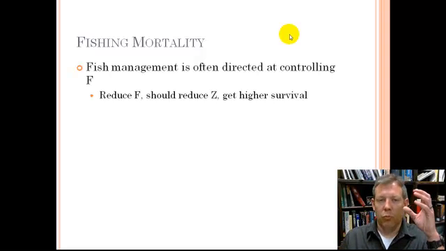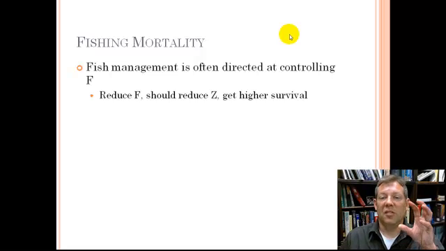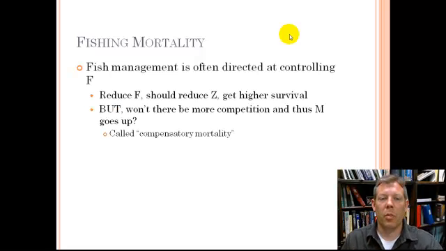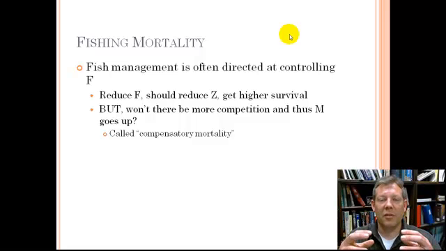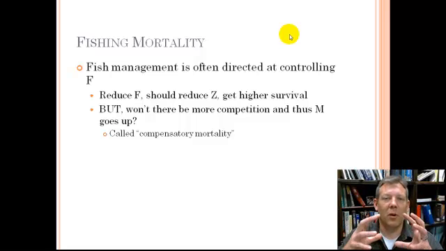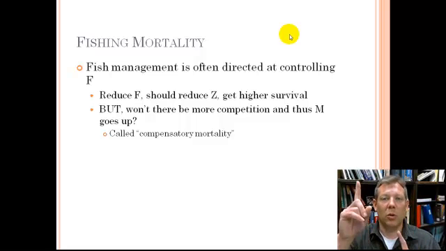Well then, if we're dropping F, then Z should also go down, right? If fishing mortality goes down, then total mortality should go down, and we'll get higher survival. Makes sense, right? But you have to think about a fishing population. What happens if you reduce F? Well, now you've got more fish and more competition, and doesn't basic ecology suggest that more competition means more deaths? So natural mortality will go up.